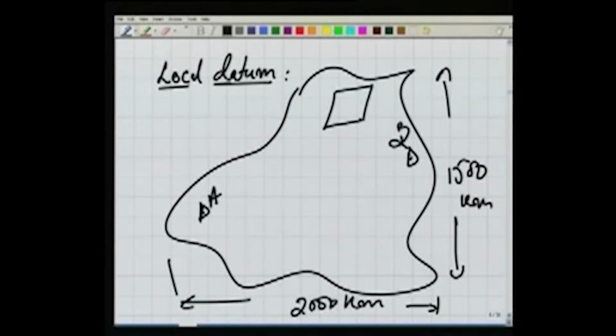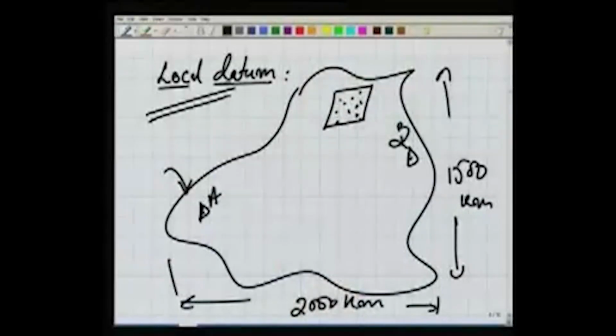If I am working on a building project in a smaller area, let's say 1 kilometer by 1 kilometer, and I don't need to refer the heights to the absolute system, the mean sea level, but rather want to work in relative heights, I can establish a local datum. I need not go for the global datum. That kind of datum which you can establish locally, we say is a local datum.